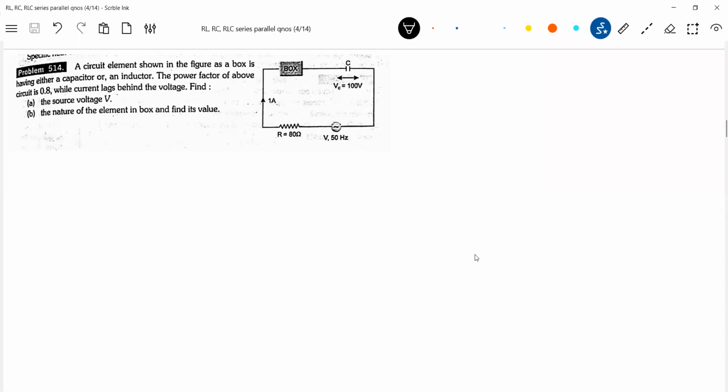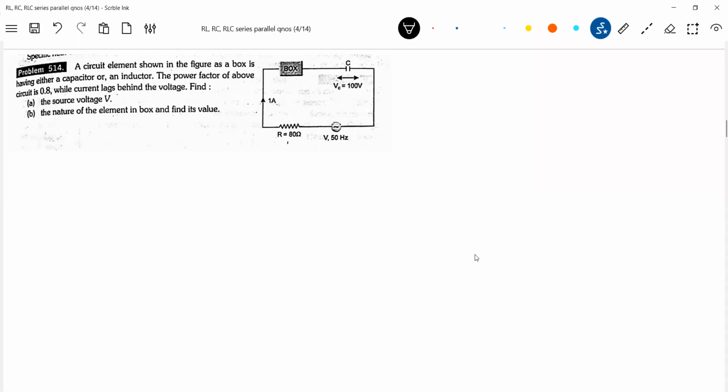Voltage is the reference we are taking, so it should be a lag circuit. Lag circuit means it should be RL, but we have one capacitor. Yes, though there is a capacitor, the value of XL will be greater than XC, so that the resultant reactance will be only inductive. Then already we have resistance.